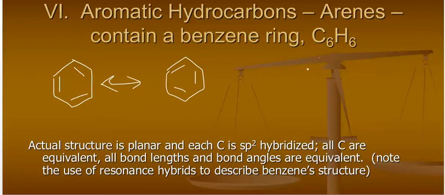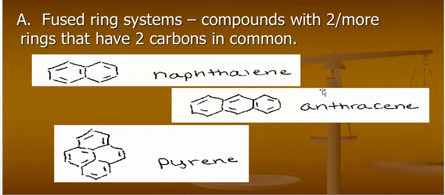Sometimes the benzene ring is written like this with a circle in the middle. Now the actual structure is planar and each carbon is sp2 hybridized. So either way you want to write the benzene ring is acceptable. Fused ring systems contain 2 or more rings that have 2 carbons in common. Naphthalene has 2 benzene rings. Anthracene is 3 fused benzene rings. And then pyrene has 4 fused benzene rings.